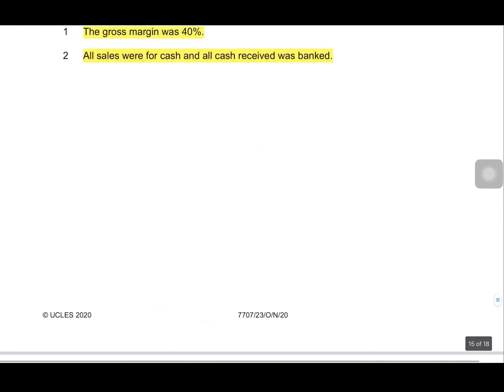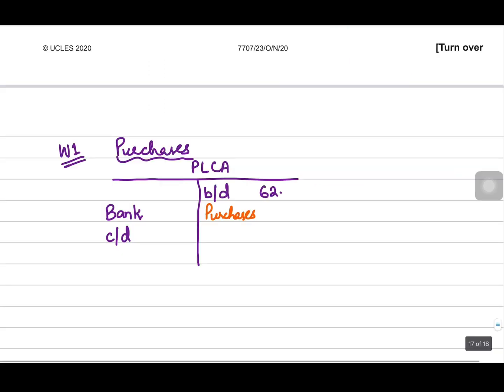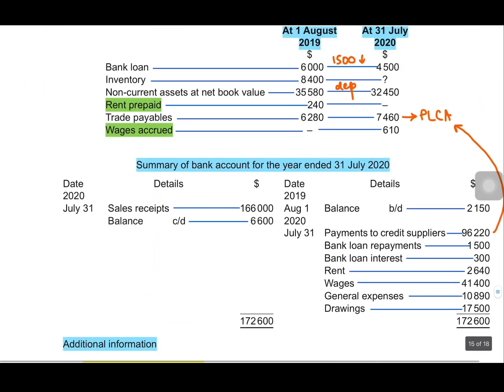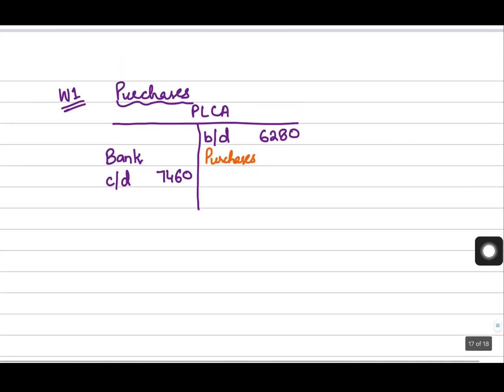Now let's fill this account. We have opening trade payables amounting to 6280 and closing amounting to 7460. So 6280 here, 7460 here. And how much are we paying to our suppliers during the year? Payments to credit suppliers is 96220. So bank credit and purchases ledger control account debit, right? Now you just have to find the missing figure. 96220 plus 7460 less 6280 would be 97,400, the amount for purchases.